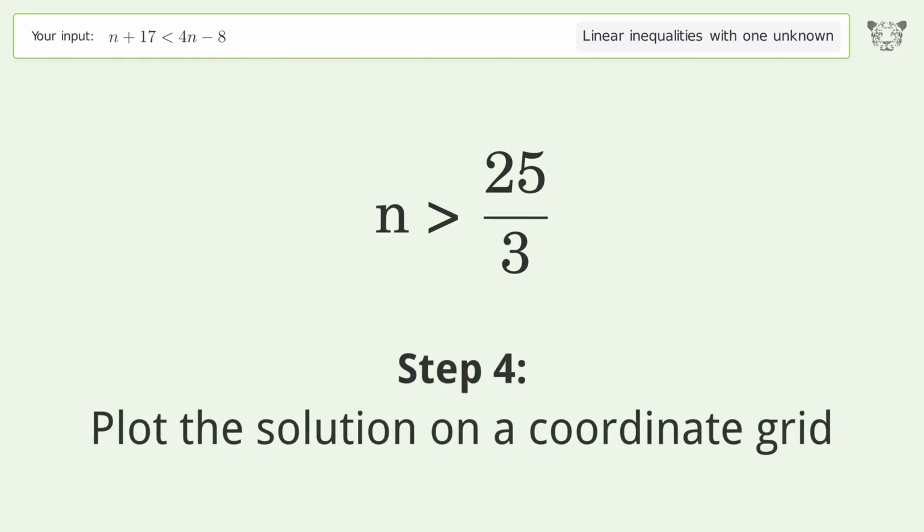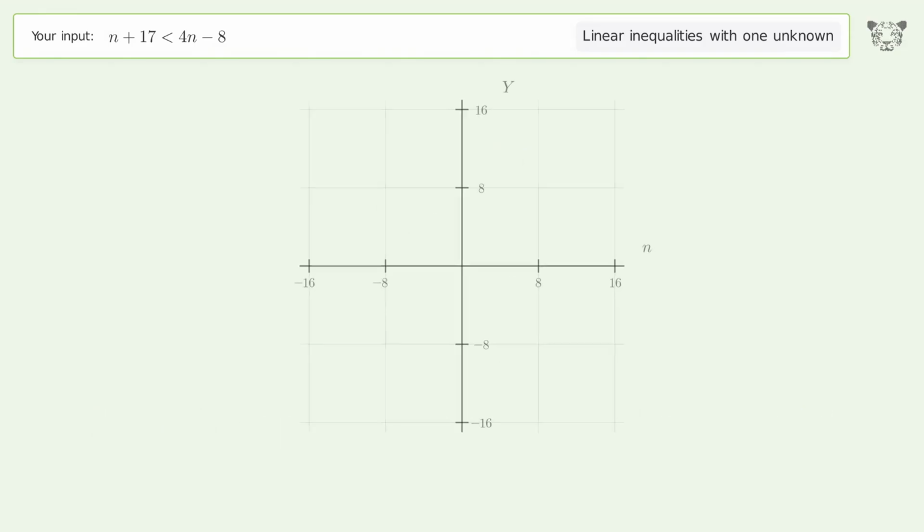Plot the solution on a coordinate grid. And so the final result is n greater than 25 over 3 greater than 81 over 3.